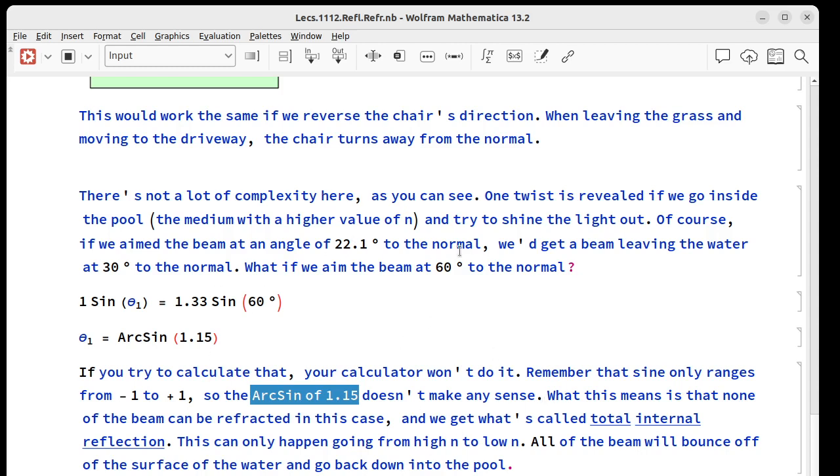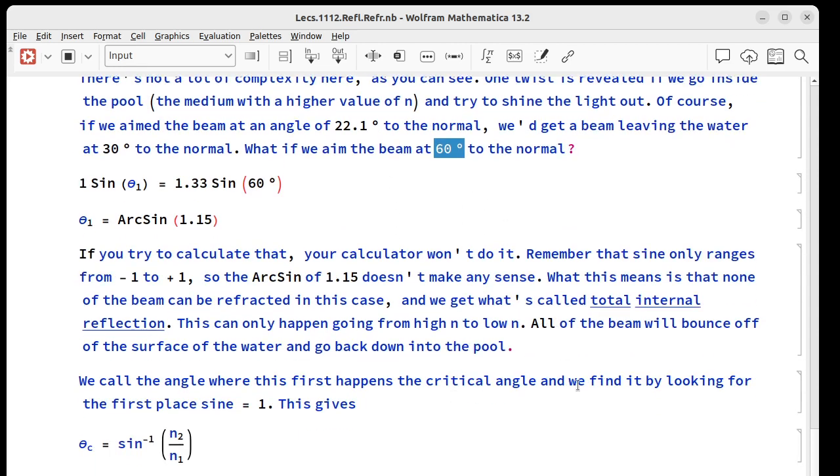There's a critical angle where this first happens. I mean, we can see 22.1 was fine, 60 was not fine. Where's the dividing line? Where does this first happen? The way we could figure this out is we could say, what's the first place? N sine theta equals 1. So we would write, what's the arc sine of N2 over N1? And for water, that gives us arc sine of 1 air over 1.33 water, and we get 48.8.